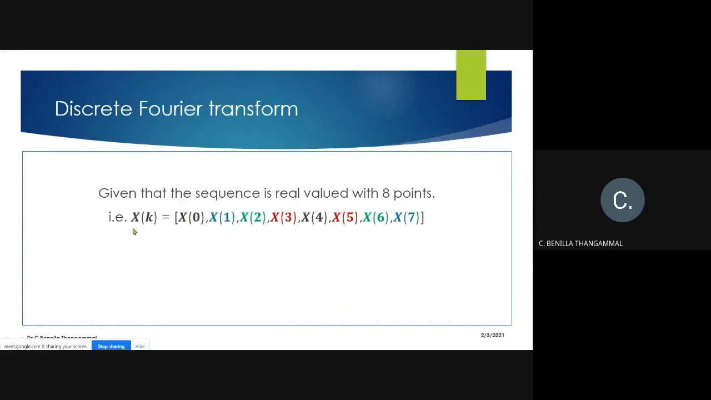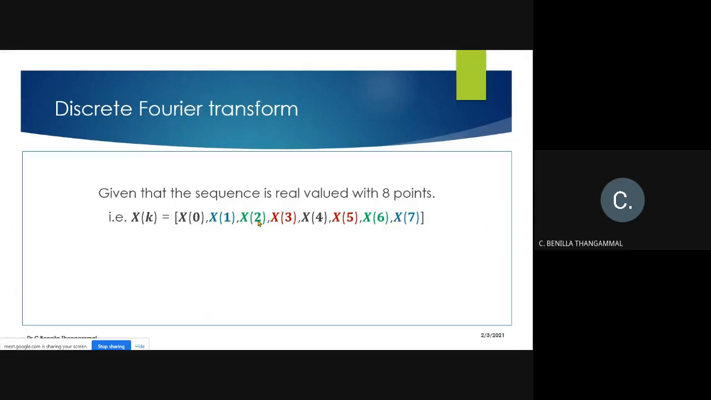So in your 8-point DFT, your x of 0 and x of 4 are going to be unique values. So that's going to be different. For the remaining ones, x of 3 is the complex conjugate of x of 5, x of 2 is the complex conjugate of x of 6, and x of 1 is the complex conjugate of x of 7. If any one value is given, the remaining value can be found.